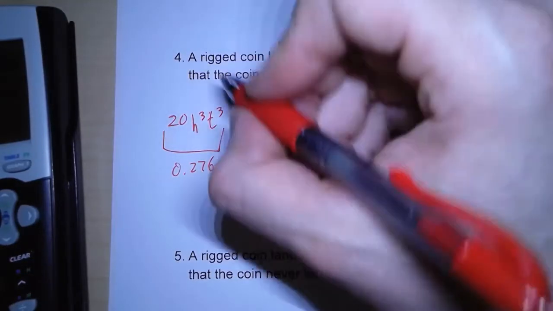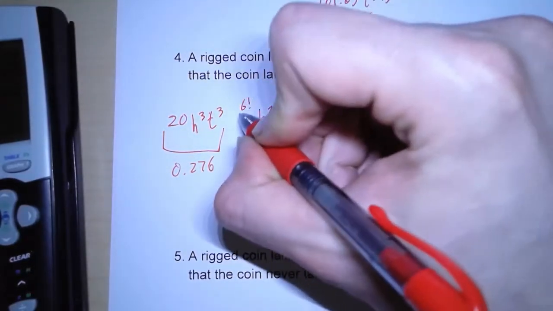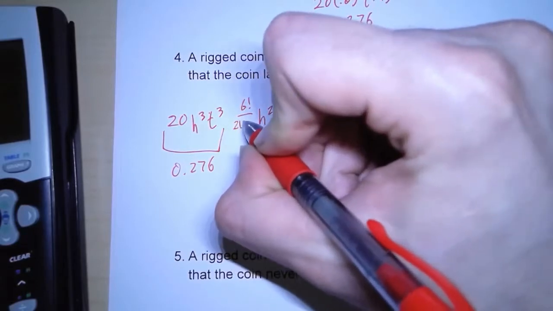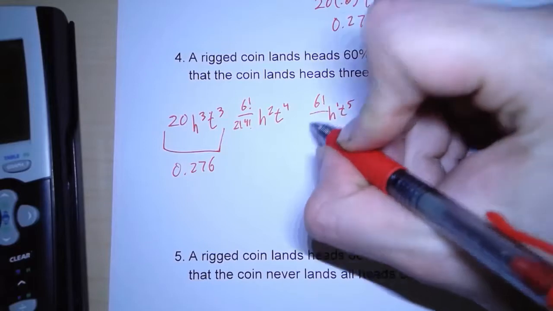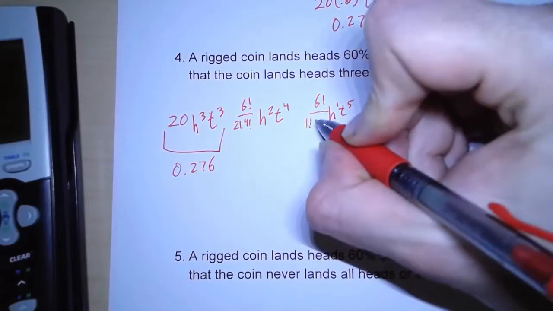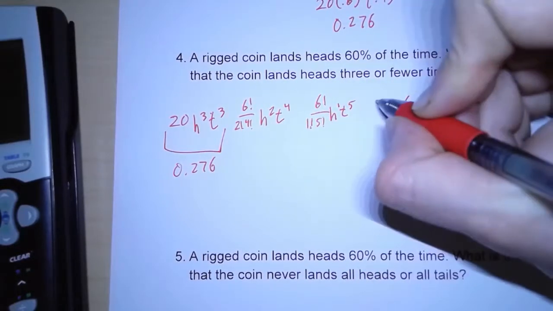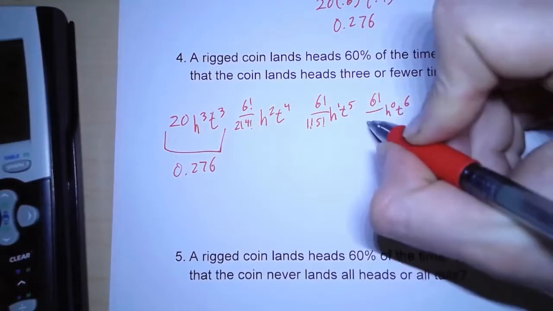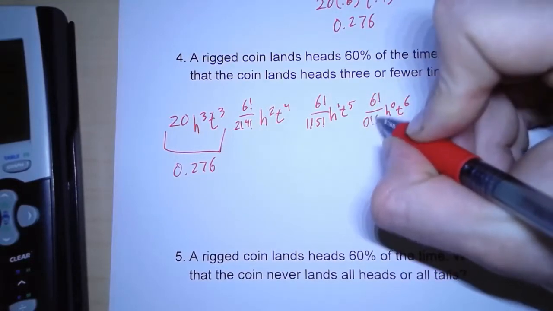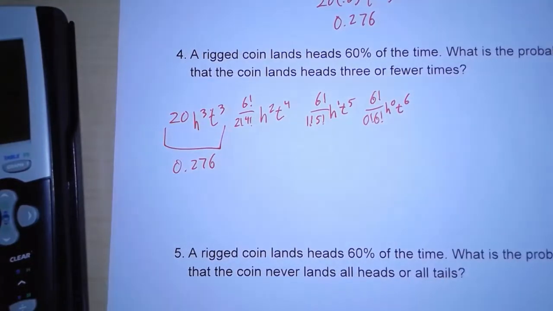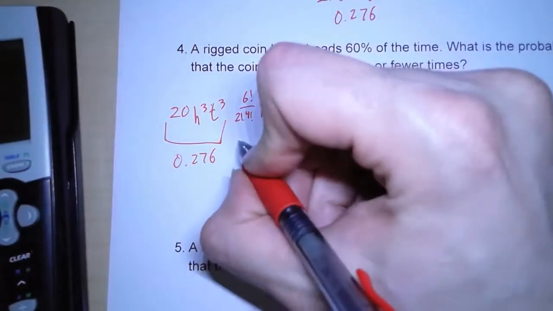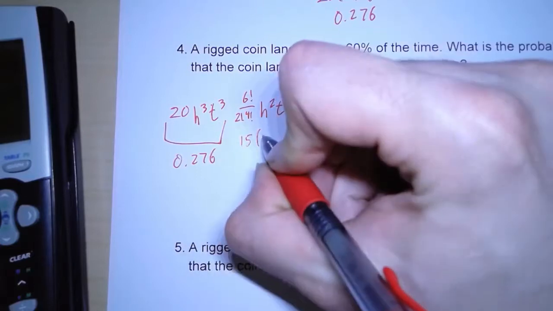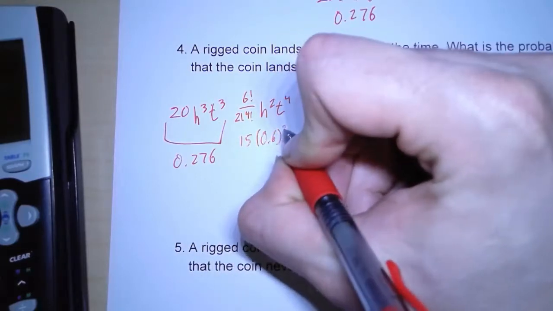So this is going to be 6 factorial over 2 factorial times 4 factorial. This is going to be 6 factorial over 1 factorial times 5 factorial. And then this is going to be 6 factorial over 0 factorial times 6 factorial. So this first one is going to be 15. And in place of h, we put 0.6 squared times t, which is 0.4.